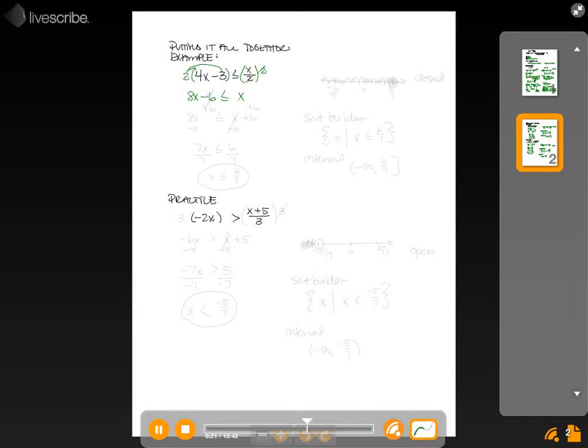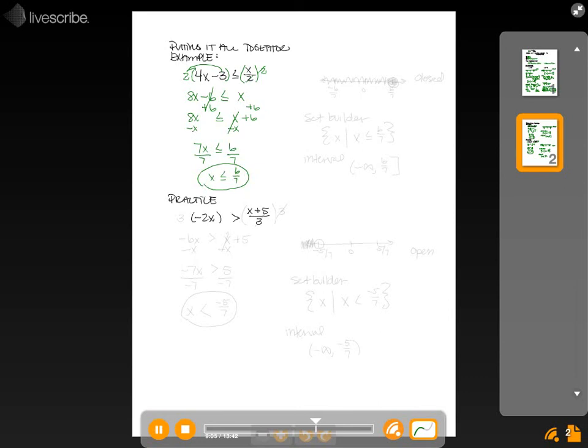Now you could do one of two things. I'm going to go ahead and bring the x's to the left because that's where they're going to need to be because I want my variable on the left-hand side. So I'm going to go ahead and add 6. And again, the reason I'm doing that is to get my x's on the left. So we have 8x, 6 is canceled, it's less than or equal to x plus 6. And now I'm going to subtract my x. So I have 7x is less than or equal to positive 6. One more step, we're going to divide by 7. So the answer is x is less than or equal to 6/7.